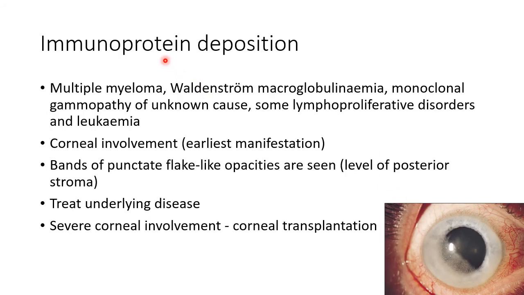Now let us discuss about immunoprotein deposition. Immunoprotein deposition in cornea can occur in various conditions like multiple myeloma, Waldenström macroglobulinemia, monoclonal gammopathy of unknown cause, some lymphoproliferative diseases, and leukemia. Corneal involvement can be the earliest manifestation of some of these conditions. There will be bands of punctate flake-like opacities at the level of posterior stroma, as you can see in this picture. We have to treat the underlying disease, and when there is severe corneal involvement, we can plan corneal transplantation.